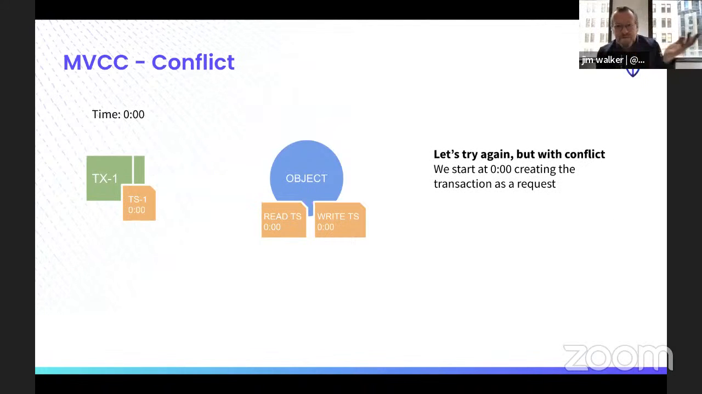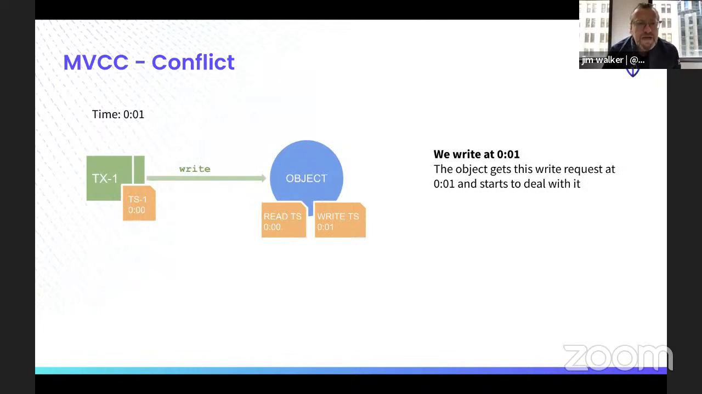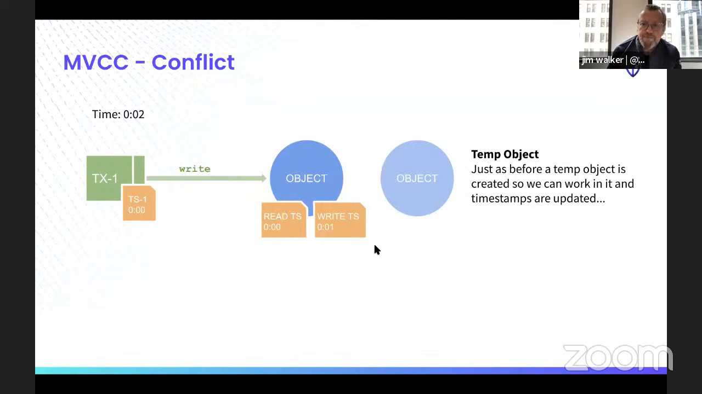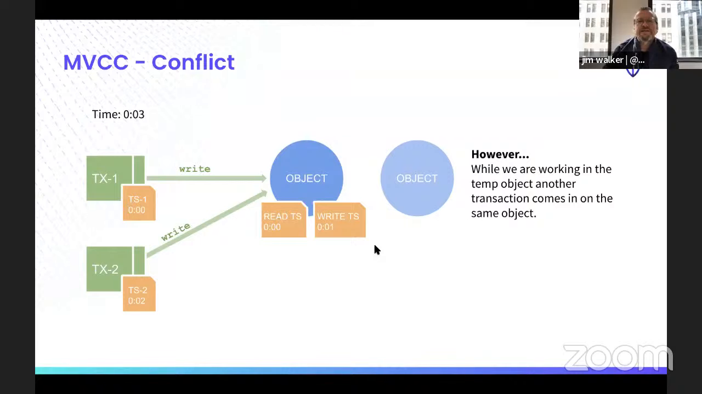So let's try this again, but with a conflict, because what can go wrong will, okay? So now just like we started before, at time 1, we write into the object, the initial thing. It updates its write timestamp to 1. It creates this temporary object. The temporary object is still doing what it needs to do at time 3, the upper left. At time 3, another transaction comes in. Actually, it was at time 2 on this, right? So at T2, the transaction stamp 2, it comes in and tries to write.